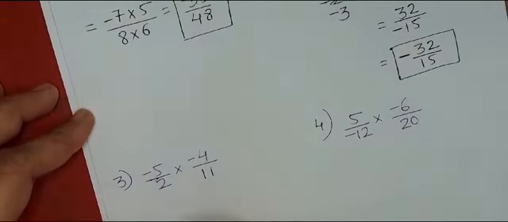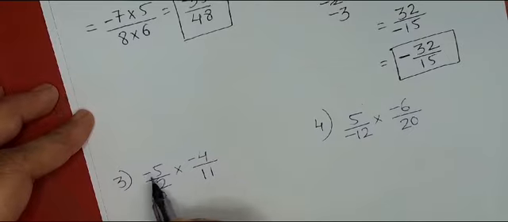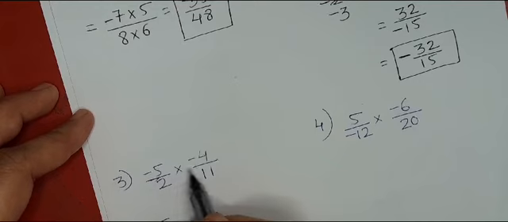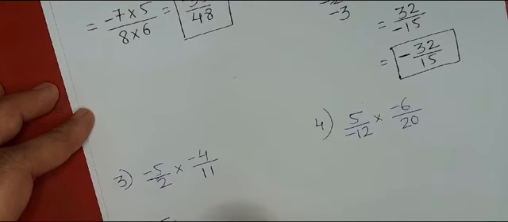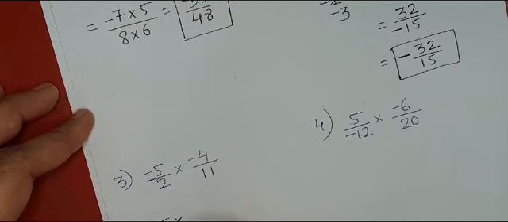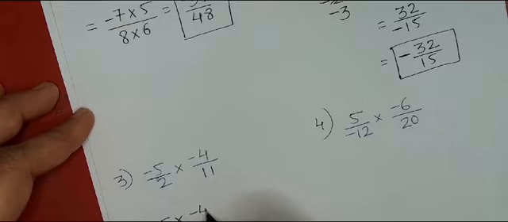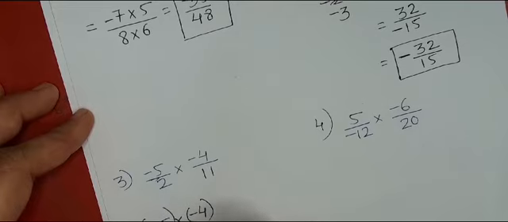In the third example, we have been given negative 5 over 2 multiply negative 4 over 11. So here also we have to take negative 5 and negative 4 together in the numerator and 2 times 11 in the denominator.